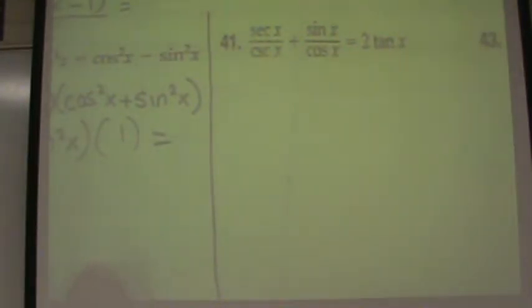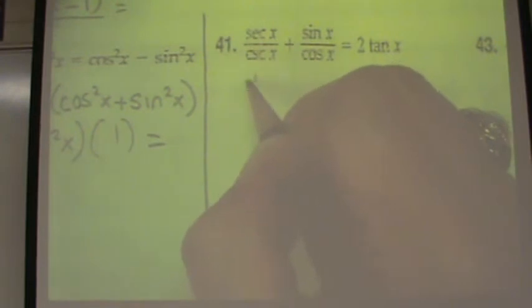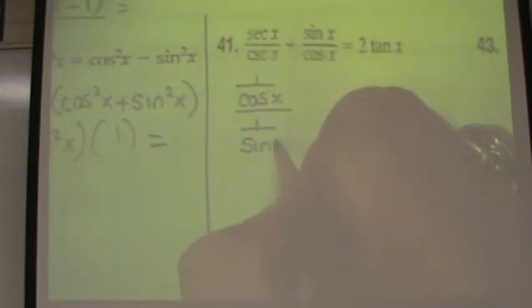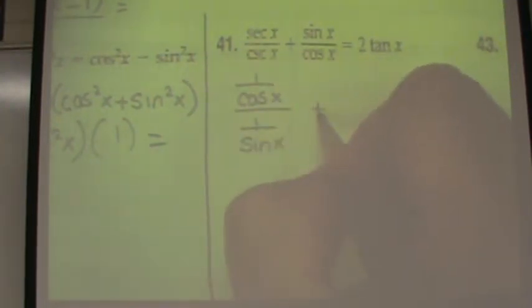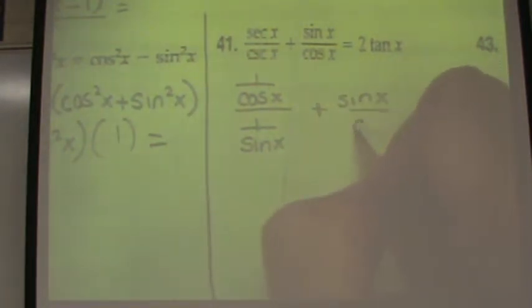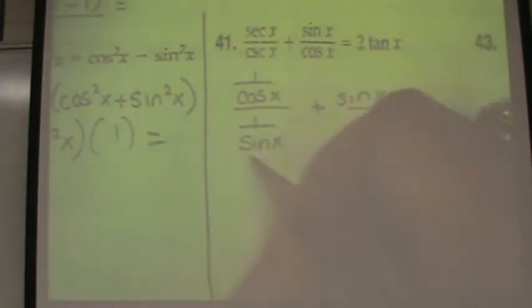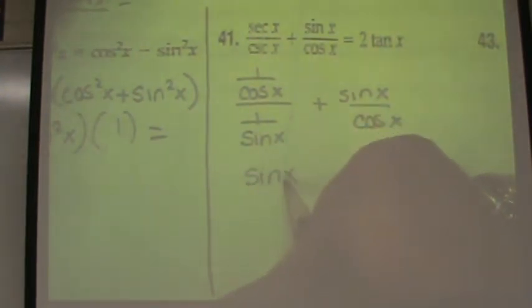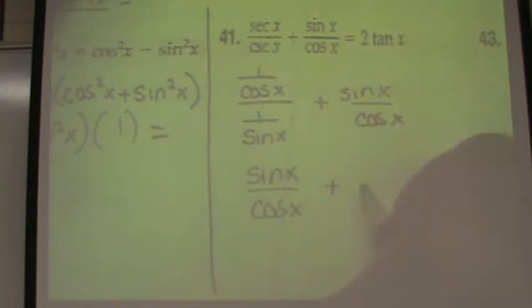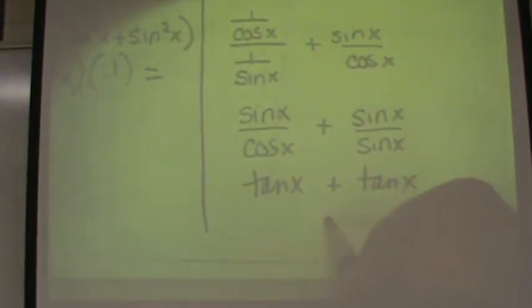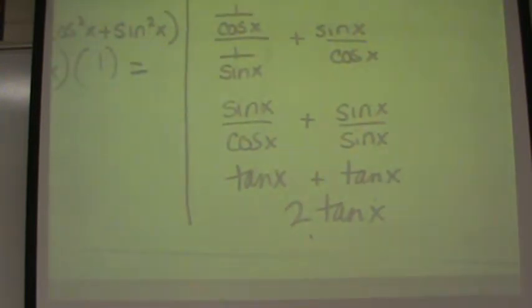This one I would get a common denominator. See this one right here? I would make this 1 over cosine over 1 over sine. So what does this equal before you even touch this? This is equal to tangent, right? Guess what this is equal to? Sine x over cosine x, if you flipped and multiplied it. What's sine x over cosine x? Tangent. What's tangent x plus tangent x? 2 tangent x. That wasn't too hard.